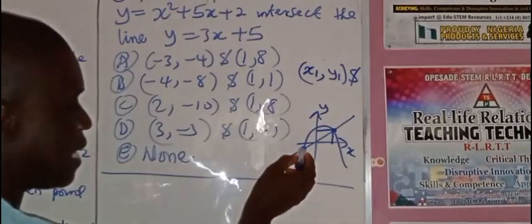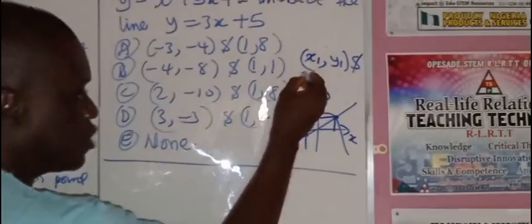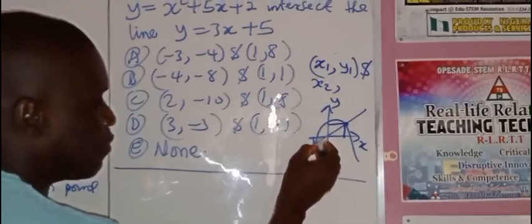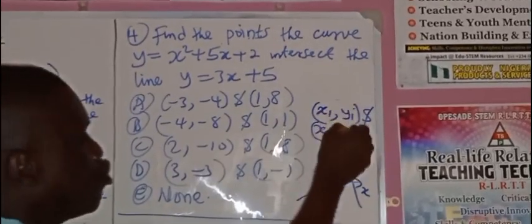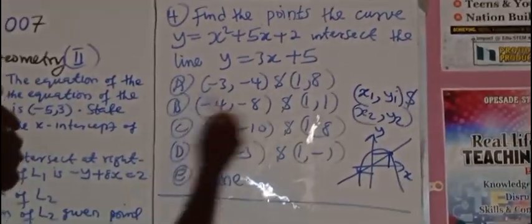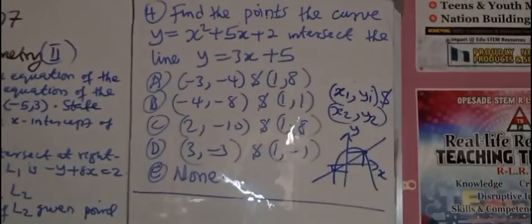And at this point where they intersect, trace to the x-axis, you get x2. And from this point, trace to the y-axis, you get y2. So that's the second point. Then we are going to get 2 points. And if you look at the options, there are 2 points. Now, the question is, what happens when a curve and a straight line intersect at those 2 points?